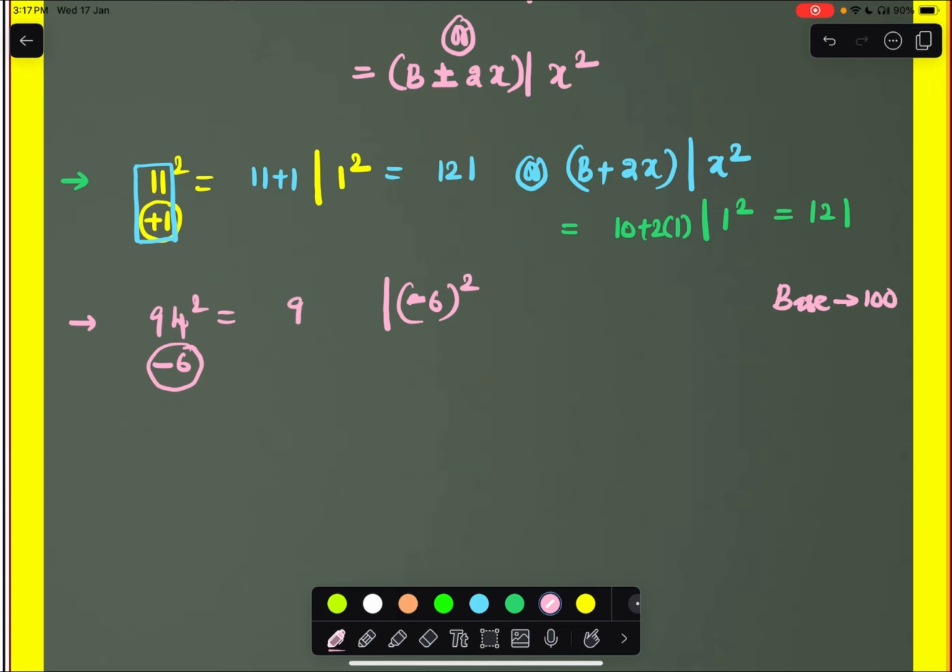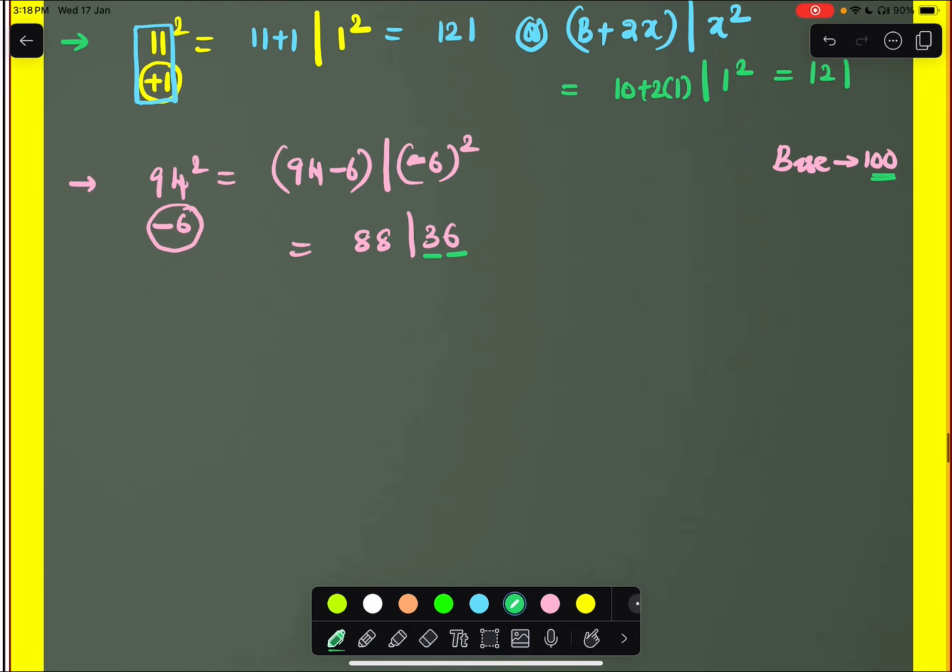So from the number, subtract the deficiency to get the leftmost part: 94 minus 6 only. So we get 88, and the square of 6 is 36. Here your base is 100. The number of zeros in the base is equal to how much? 2. So we need to write 2 digits in the rightmost part of your square.